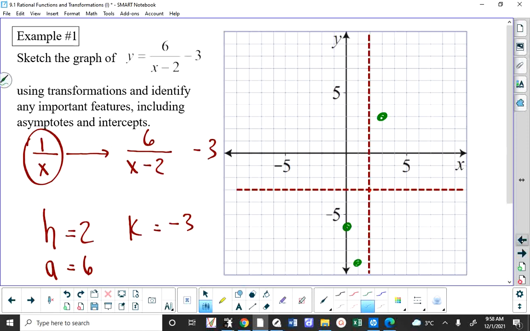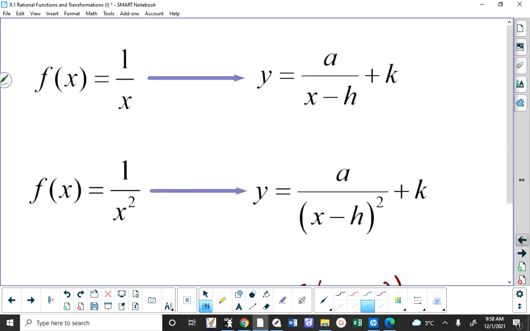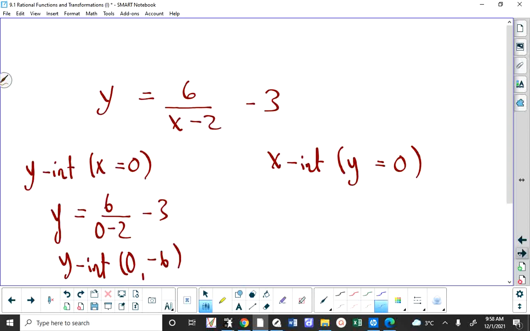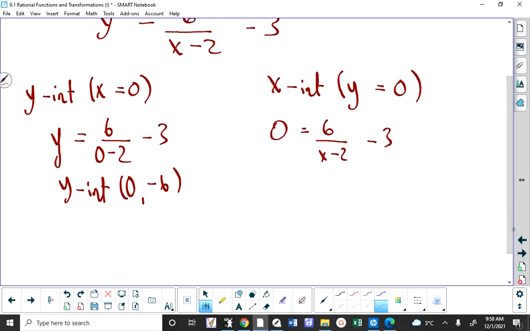Now it's kind of giving us an idea of how steep this curve needs to be. The x-intercept: we are going to let y equal 0, so we'll have 0 equals 6 over x minus 2 minus 3. I would probably move the 3 to the other side and get 3 equals 6 over x minus 2. Multiply both sides by x minus 2 to get this.